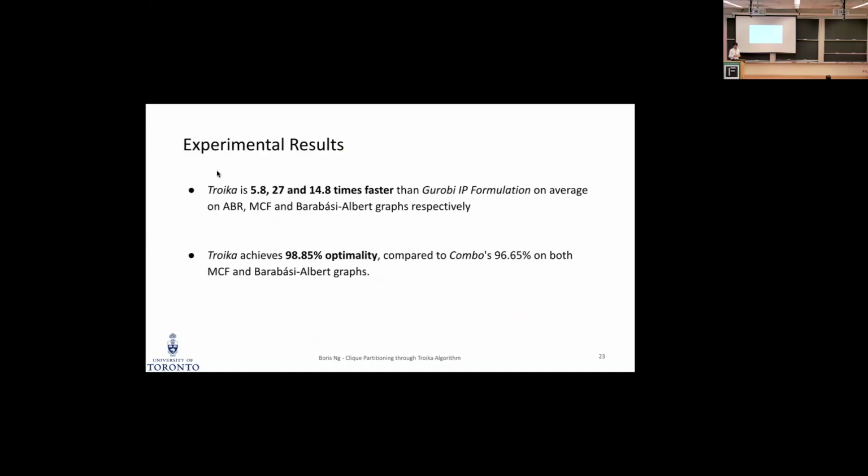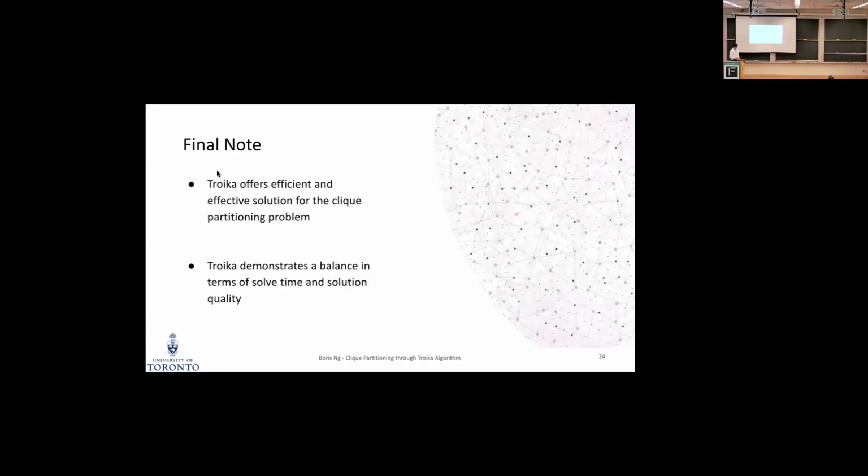In summary, Troika consistently retrieves close to optimal partitions with higher solution quality than combo, while achieving much faster solve time than the exact integer programming formulation solved using Gurobi, being 5.8, 27, and 14.8 times faster than the Gurobi IP formulation on the three data sets, and also 2.2% more optimal than combo on the MCF dataset and Barabási-Albert graphs. Overall, Troika demonstrates a balance of efficiency and also optimality, as shown in the experiments.